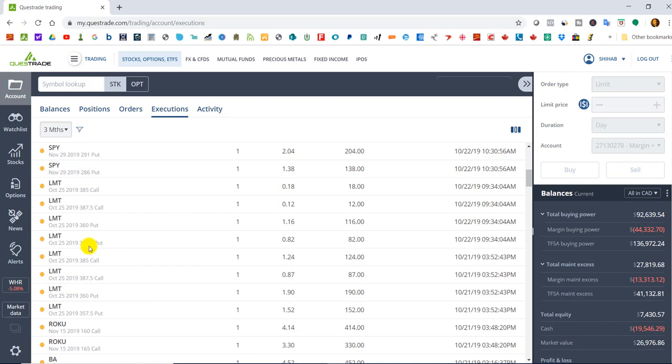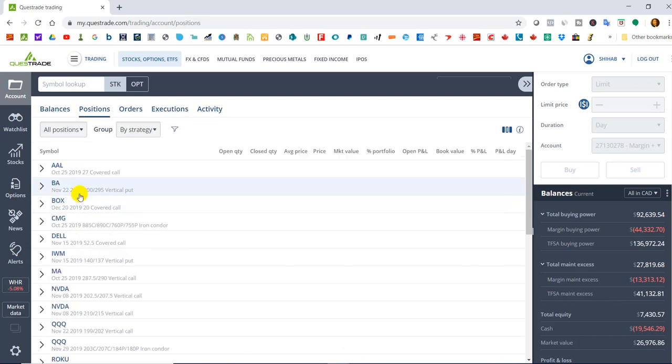And in fact, Lockheed Martin ended up between my strikes of 385 and 360, but I don't want to take the risk and wait till expiration because it can go past these strikes come expiration of October 25th. So I'd rather close the trades early.